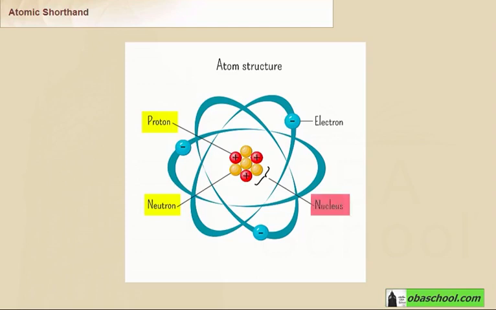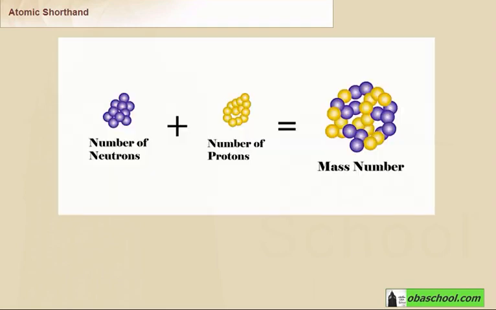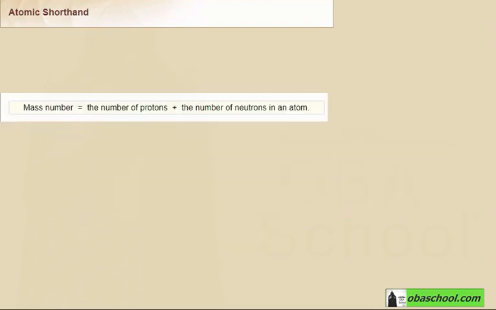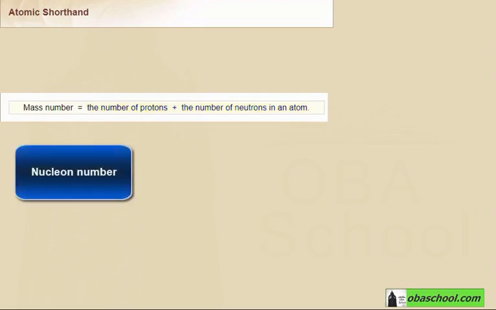One important term to remember is the mass number. The mass number of an atom shows us how many heavy particles, which are the protons and neutrons, we can find inside the nucleus. So the mass number is equal to the number of protons plus the number of neutrons in an atom. Some people refer to the mass number as the nucleon number, since a nucleon means a proton or a neutron.